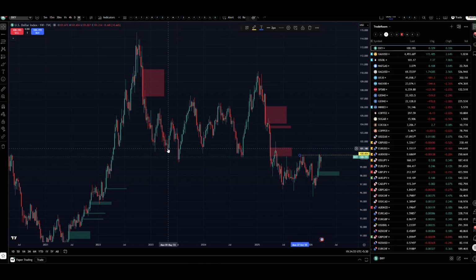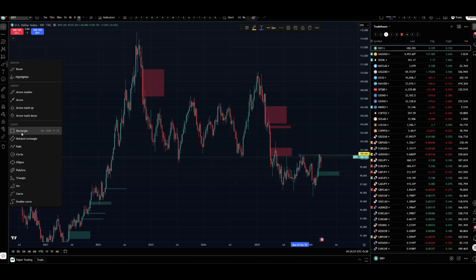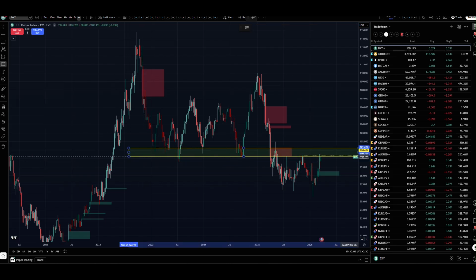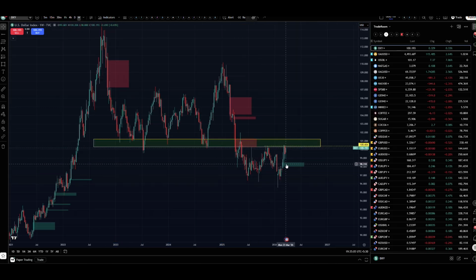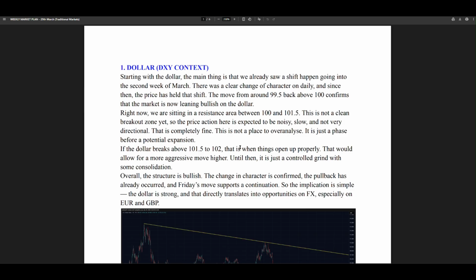Obviously, there is still resistance there. You can see the factors that are there. It can give the price a bit of noise, which is why we have to be a bit careful. But overall, the structure is turning towards the bullish side, which I mentioned here as well.